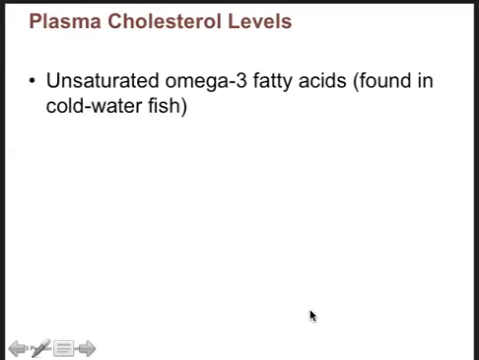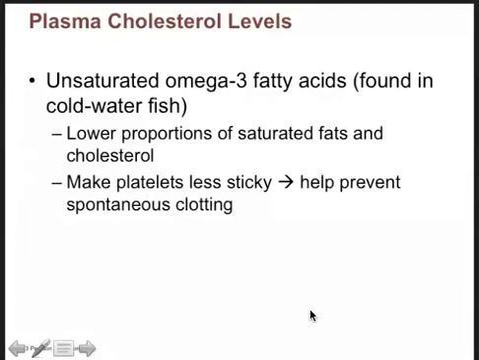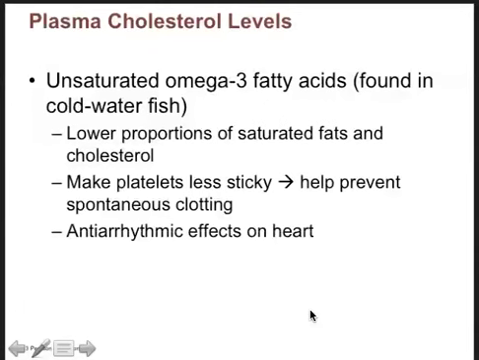Unsaturated omega-3 fatty acids, which are found in fish, lower the proportions of saturated fat and cholesterol. They make platelets less sticky and prevent spontaneous clotting, which can lead to embolus formation, which can lead to heart attack and stroke. They also have antiarrhythmic effects on the heart, and they also lower blood pressure. So this is why it's recommended that we keep a lot of omega-3 fatty acids in the diet. You can also get them from nuts as well as from fish, and there are certain vegetables that are high in omega-3s as well.